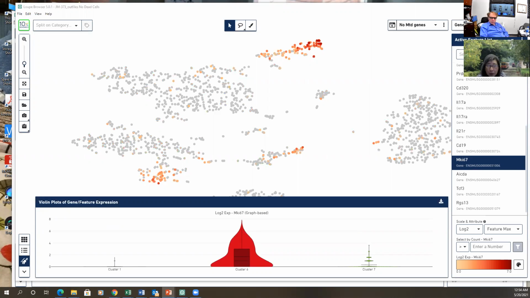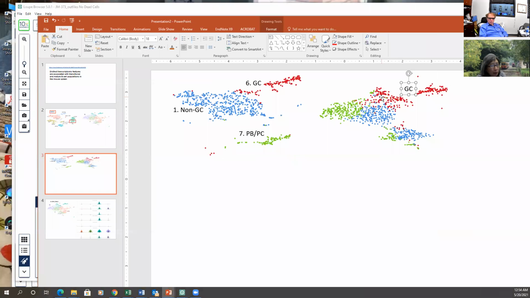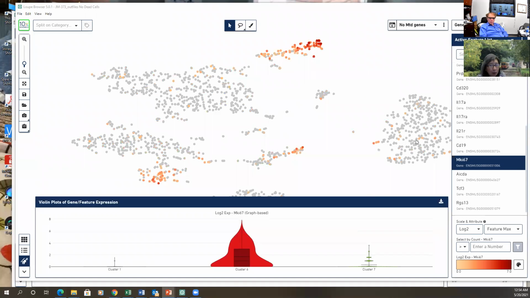Okay. Yeah, I think now you could see, even though these are more, they did not express AID. I think that's the problem.